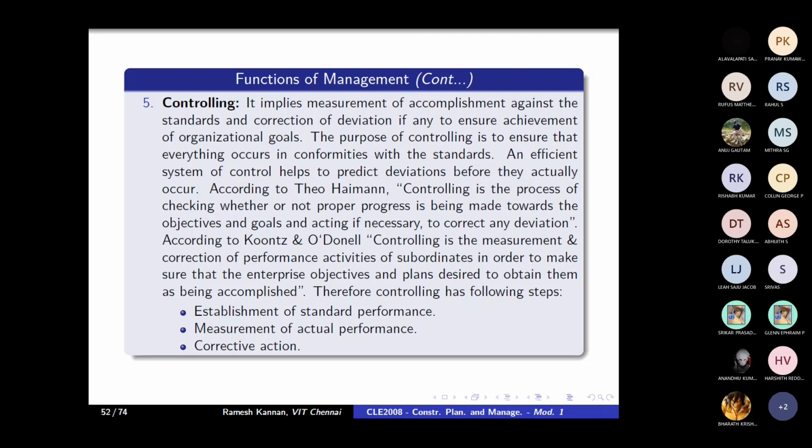So what does that mean? Controlling is the measurement and correction of the performance of activities of subordinates in order to make sure that the enterprise, here enterprise means organization, objectives and the plans devised to attain them are being accomplished. Most people have defined it in the same way. So controlling is finally executing the task, and if they find any deviation, they have to set it right or put it back on track. It is like a controlling mechanism.